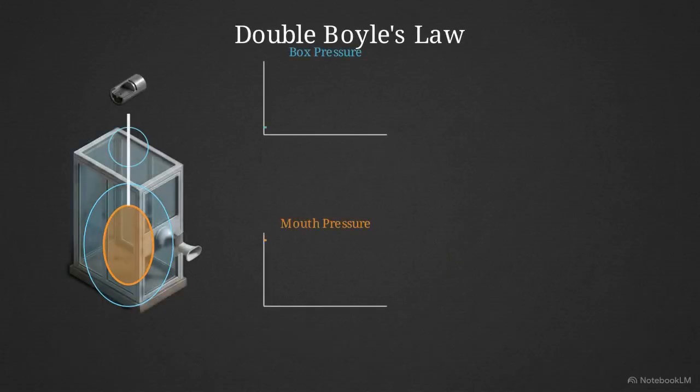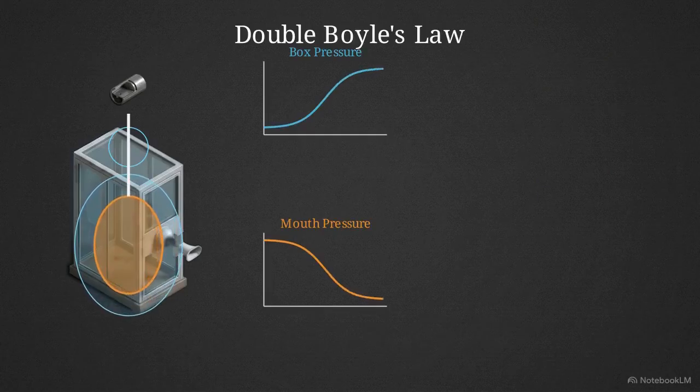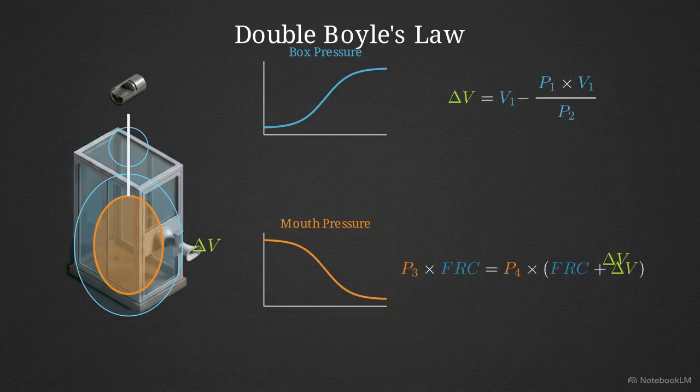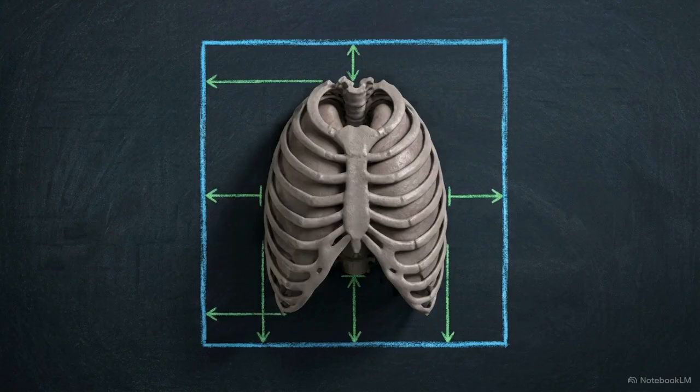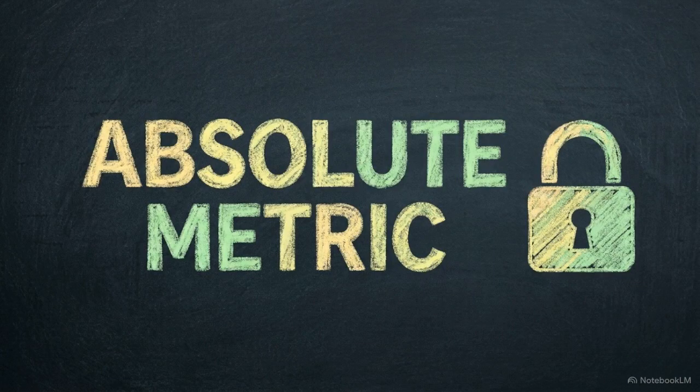The patient attempts to inspire, expanding their chest by delta V. This outward expansion compresses the box, raising its pressure, letting us calculate delta V. Simultaneously, the expanding lung drops mouthpiece pressure, allowing us to mathematically isolate FRC. By tracking the exterior displacement of the chest wall against a sealed environment, this mathematical proof extracts the absolute total thoracic gas volume without a single molecule of air needing to leave the lung.